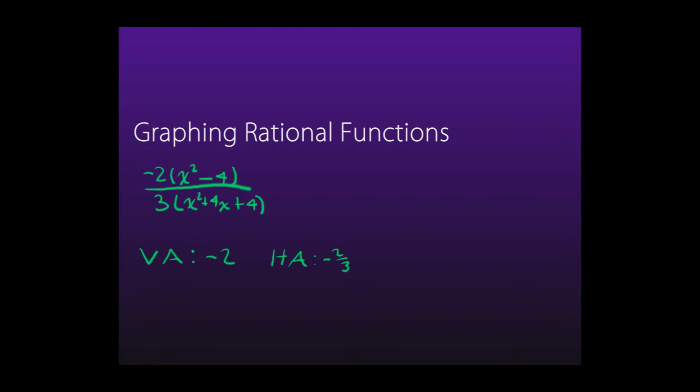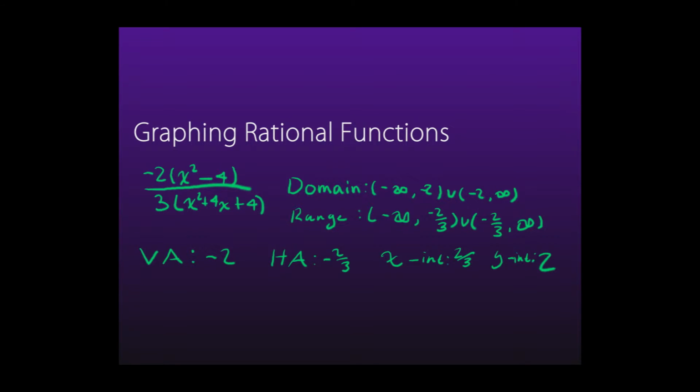From there, we can say our domain is (-infinity, -2) union (-2, infinity), and our range is (-infinity, -2/3) union (-2/3, infinity), because -2 and -2/3 are excluded from the graph. One final thing you can see from the graph is the x-intercept of 2 and the y-intercept of 2/3.